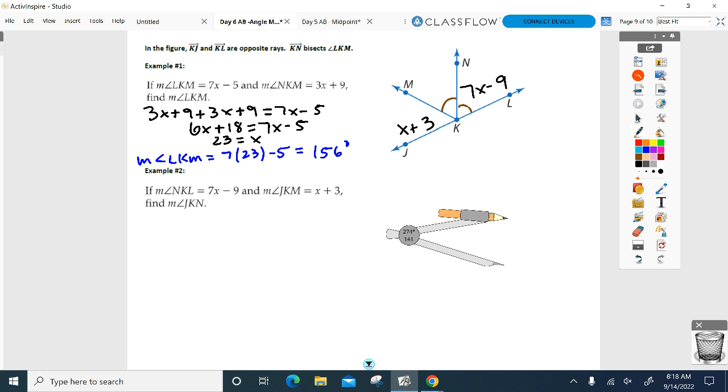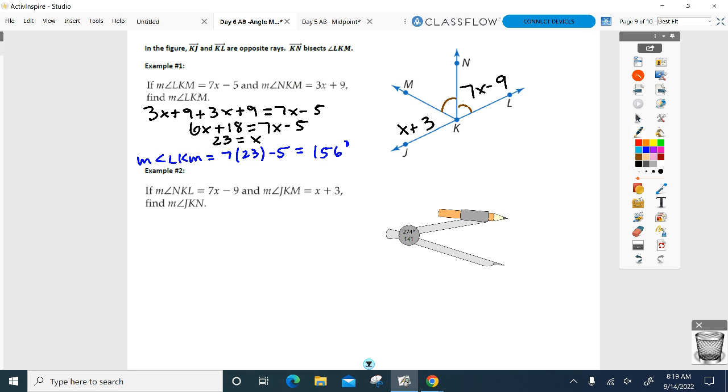Find JKN. Ooh, wow, this is a tougher one. JKN, this bigger one. All right, let's talk. You got to set something up to solve for x, right? Are these two I labeled congruent? X plus 3, are these two angles congruent? No, no idea if they are or not. I don't have arc marks there. Okay, so I just can't set those equal to each other.